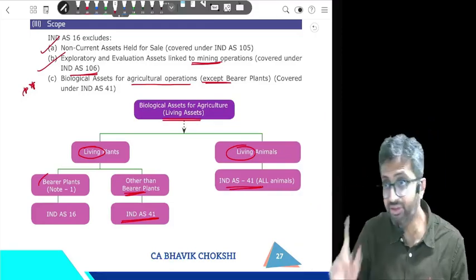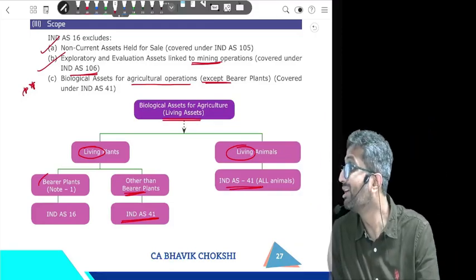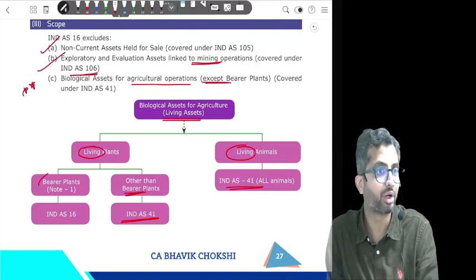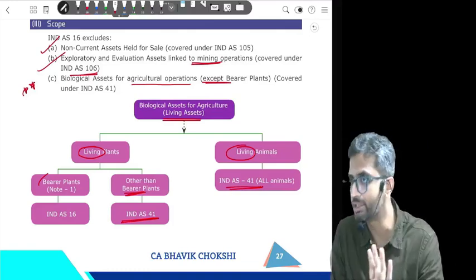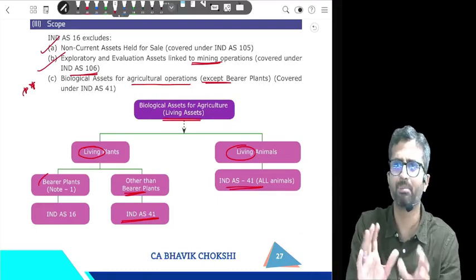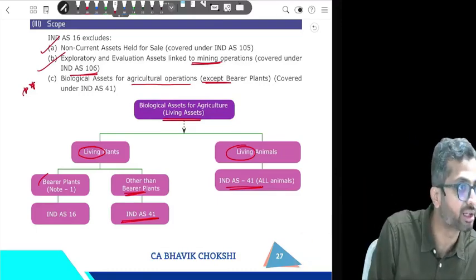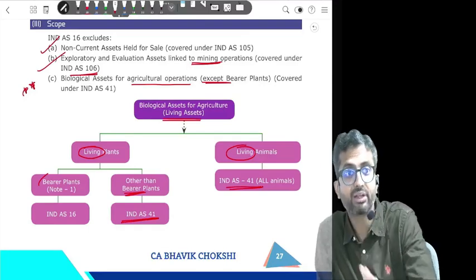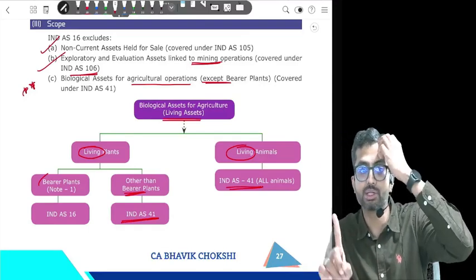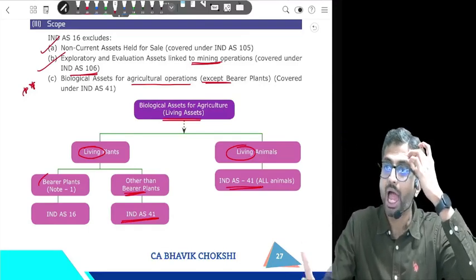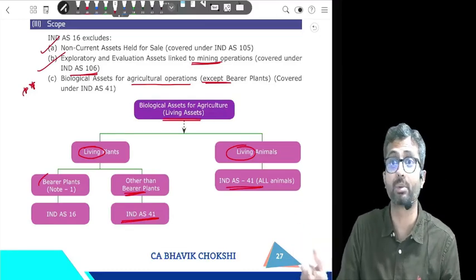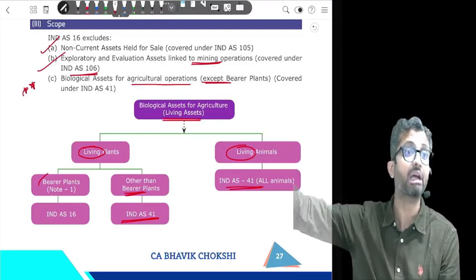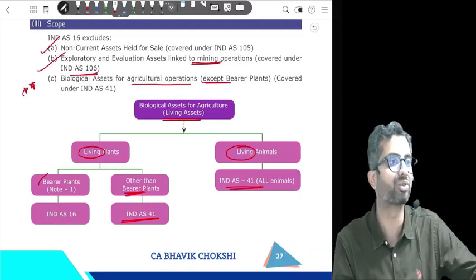And this is also an RTP question: will a security dog go under 41? Why not? It is not for agriculture. We will study agriculture in detail, but definitely security is not agriculture. So Ind AS 41 will cover only living animals which are used for agricultural purpose. A security dog or animals in zoos, for example, are not for agricultural purpose. They will not go under 41. Then where will they come? They will come back to 16.